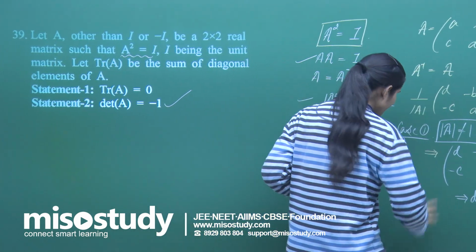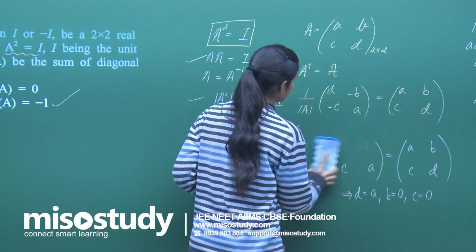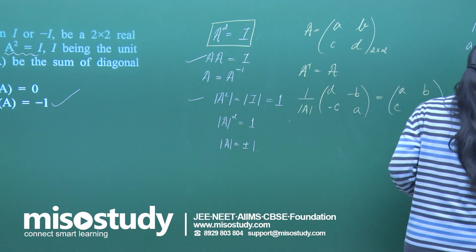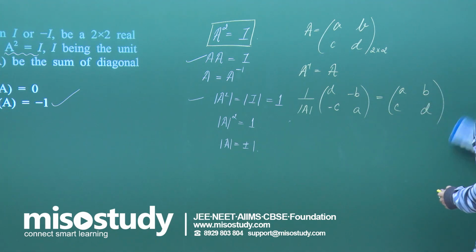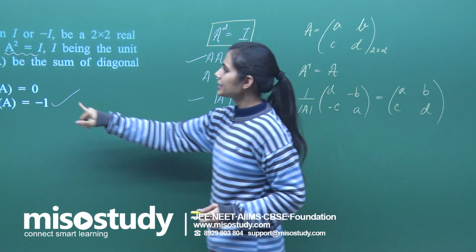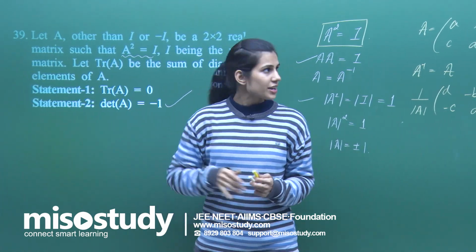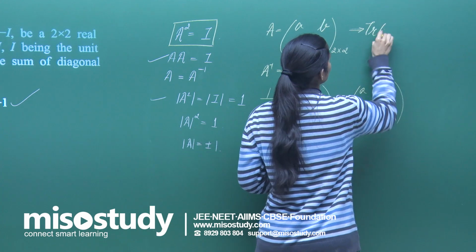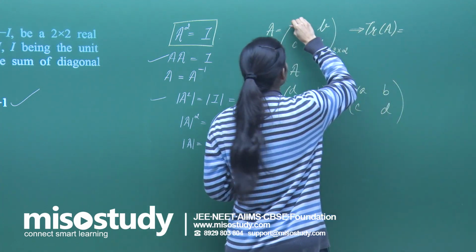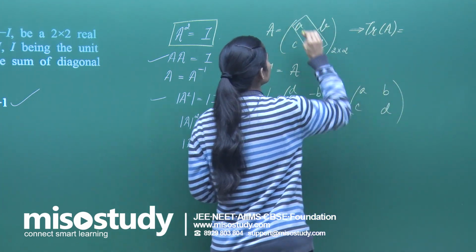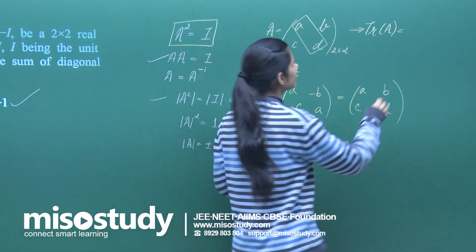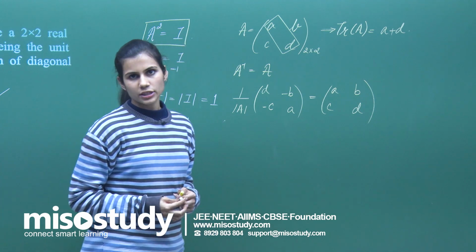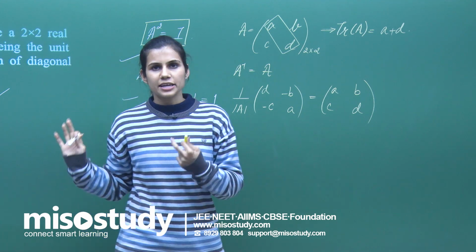Now if it is fixed that determinant of A is -1, that means what? If determinant of A we have confirmed that it is -1, now I have to verify this statement that trace of A is 0. Trace of A means what? It is the sum of the main diagonal entries, these are my main diagonal entries. Sum of the main diagonal entries means A plus D. This I have to show to be equal to 0, if that statement is true.